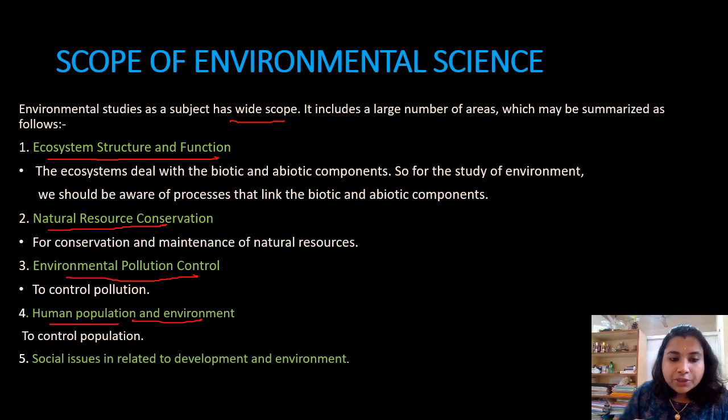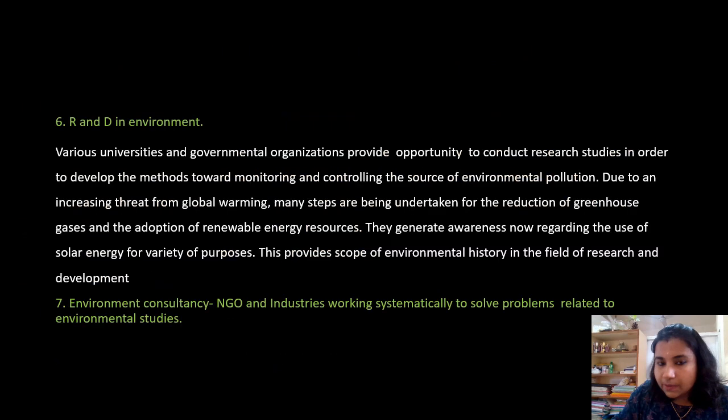Then social issues related to development and environment. If you see social issues, the current social issues are global warming, acid rain, pollution. So these social issues are because of the human activities. We have cut down the trees, so leading to global warming. So we need to understand all these things, we need to understand environmental science first, and after understanding this environmental science, we can implement our concepts in these wide areas.